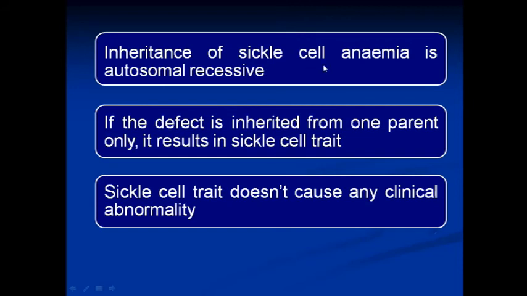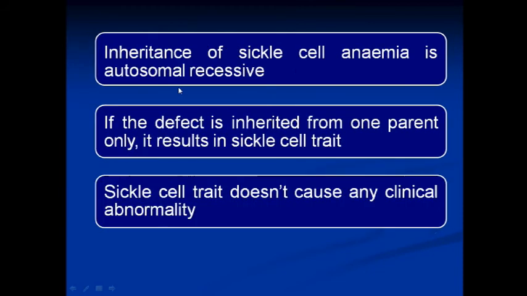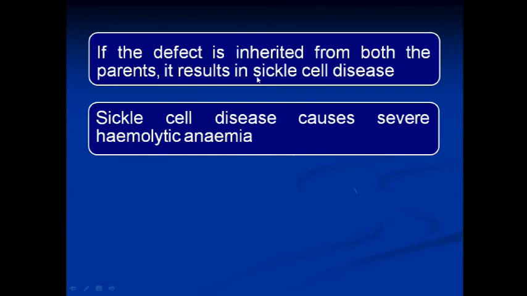Inheritance of sickle cell anemia is autosomal recessive. If the defect is inherited from one parent only, it results in sickle cell trait, which is clinically normal. If the defect is inherited from both parents, it is clinically abnormal and results in sickle cell disease.